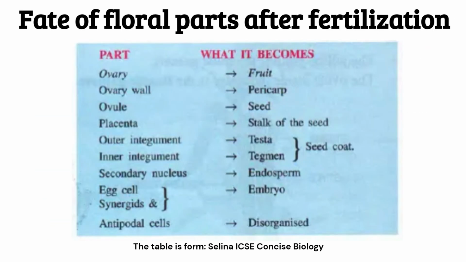After fertilization, the floral structures change rapidly. The petals, stamens, style, and stigma fall off from the plant. The ovary enlarges to form the fruit. The ovarian wall transforms into the fruit wall or pericarp. The ovule develops into the seed. The fate of each floral structure after fertilization is given in a tabular form in your book. You can expect a question from this table, so try to remember it.